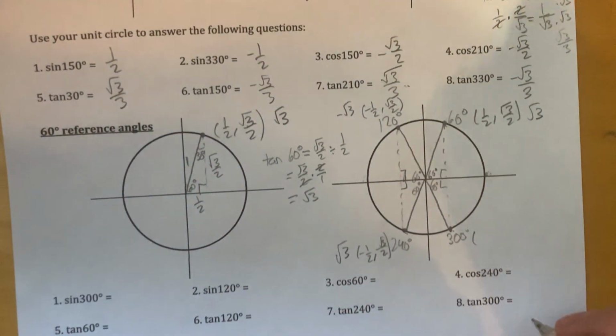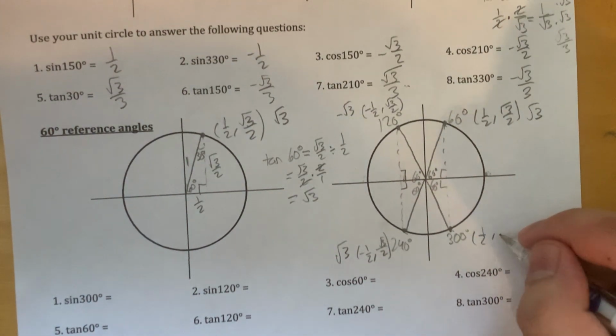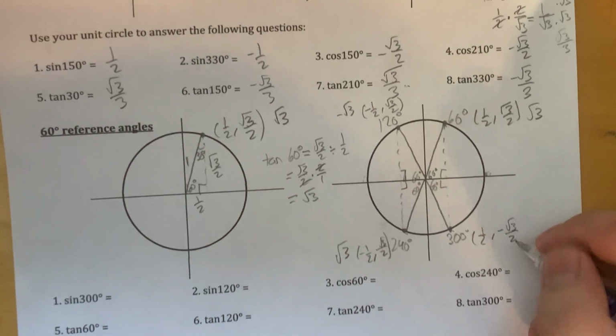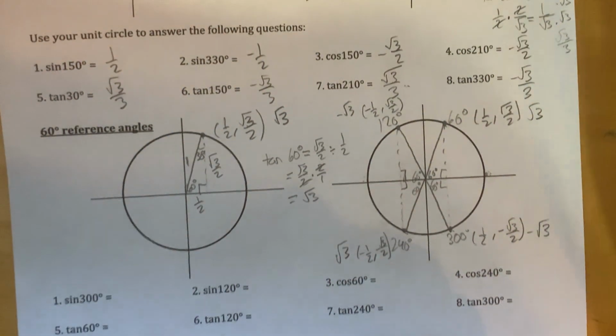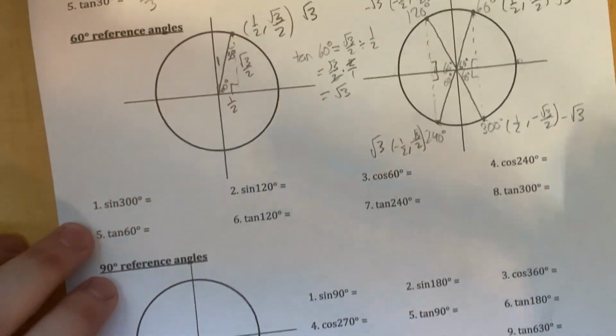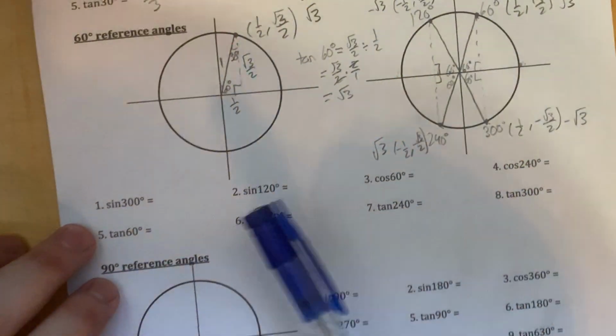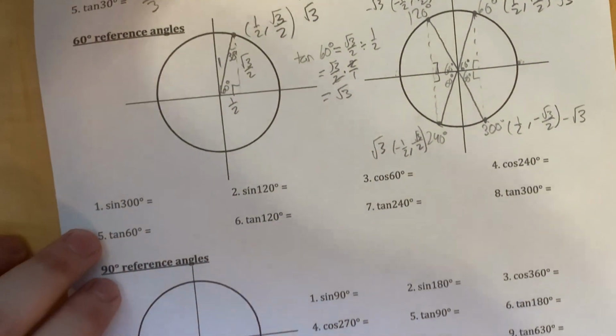So let's do 300 degrees. It's going to be 1/2 and negative y. I made that mistake once, I ain't going to do it again. And negative root 3 for the tangent. So let's find our sine and cosine and tangents for each of these angle measures that it gives us.